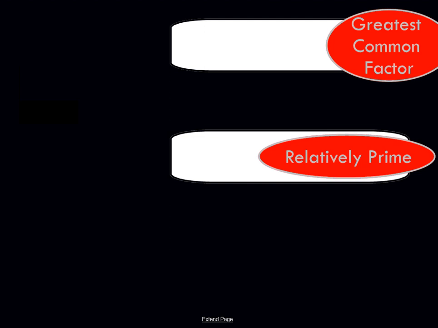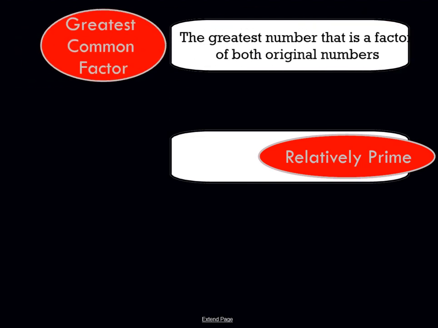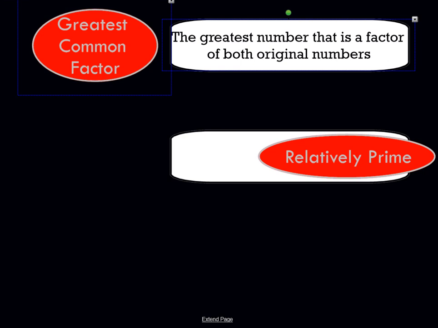So next up we have to talk about what a greatest common factor is. A greatest common factor is the greatest number that is a factor of both original numbers. For example, the greatest common factor between 20 and 15 would be 5, because it's the biggest number that can divide both of those two numbers.